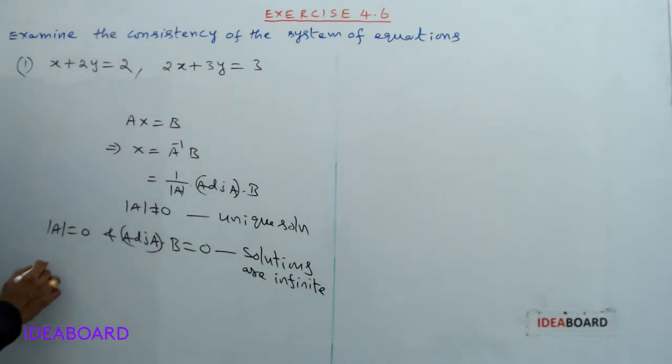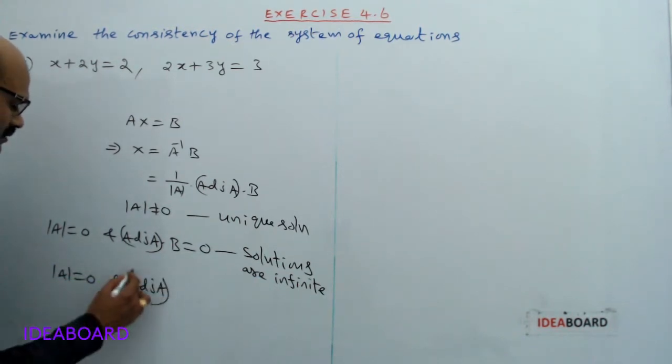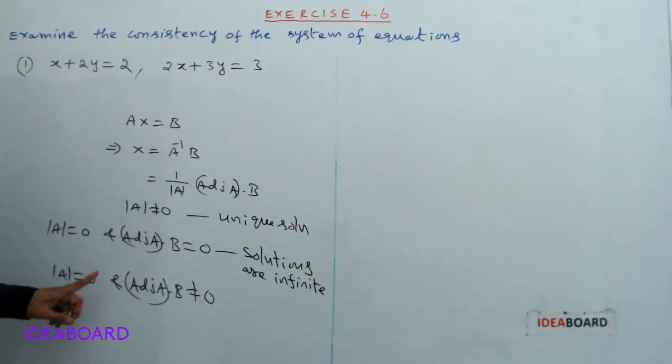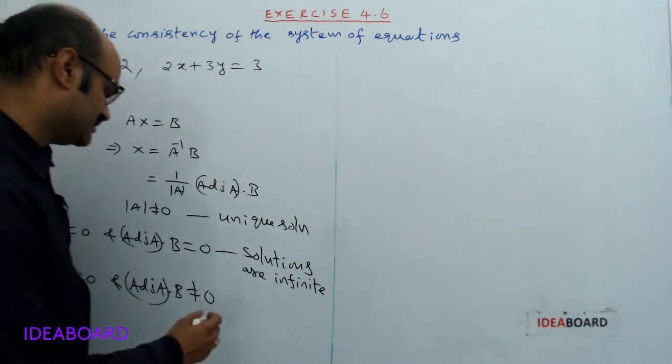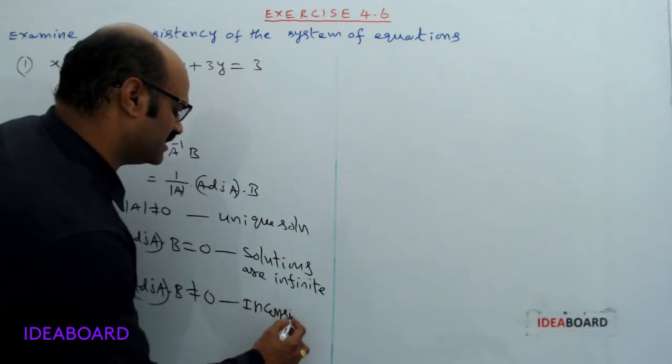Now, if det A equal to 0 and adjoint of A into B not equal to 0, then we say that there is no solution for the given system of equations. In this case, we say that the system of equations is inconsistent.